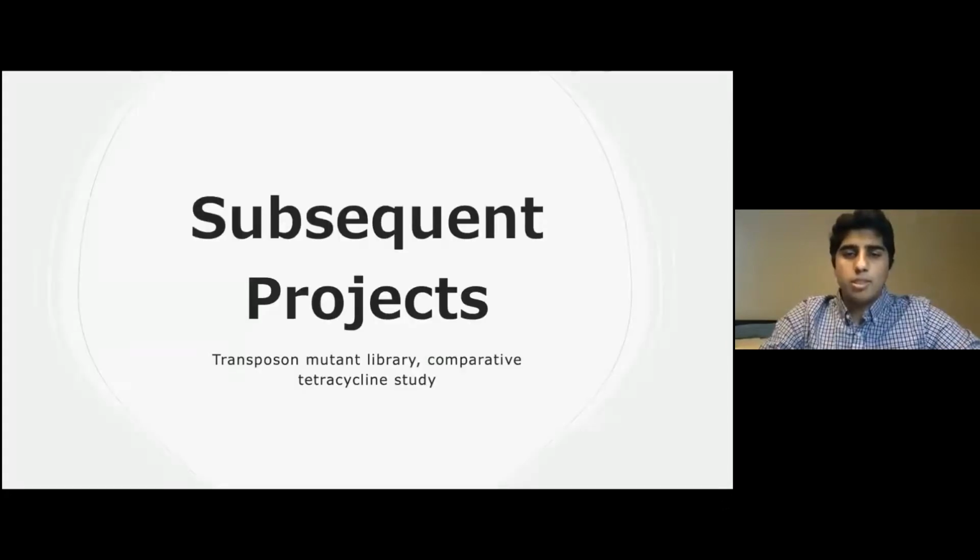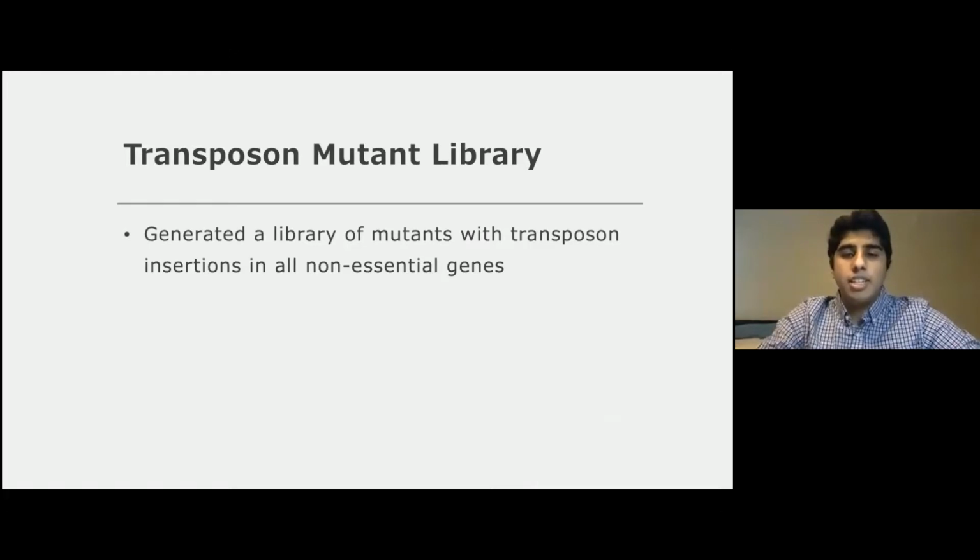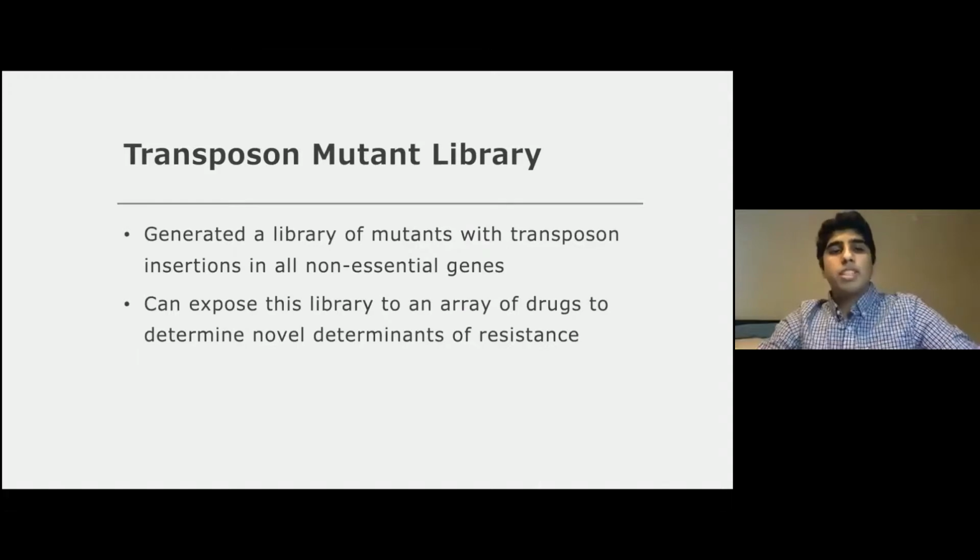So just some quick future directions. Last year, I basically helped my lab create a transposon mutant library. And so what that essentially is, is a library of mutants with a bunch of coverage that have transposon insertions in nearly all non-essential genes. And that basically means that we have this library that has pretty much every single knockout that you could dream of that still allows bacteria to live. And the ultimate purpose of this library is that it allows us to expose it to an array of drugs to determine, again, novel determinants of resistance, because that's what we want to find out.